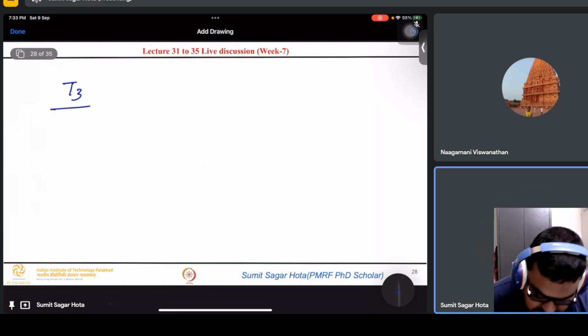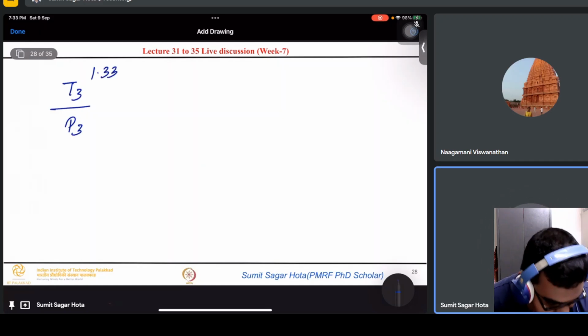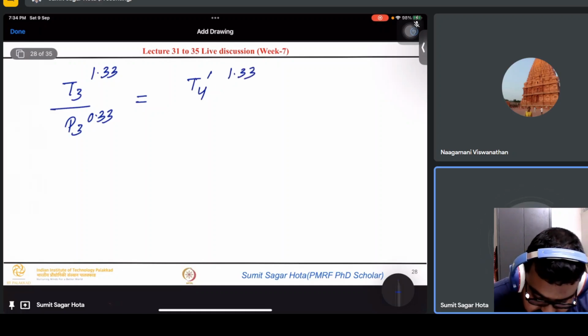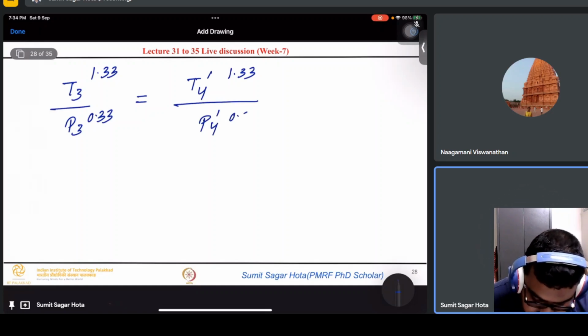Okay, T3 by P3, T3 1.33, P3 0.33, because here what, gas is there. Okay, in the compressor air, in the turbine what, gas. This is the difference you should always remember. Okay, T4 dash 1.33, P4 dash 0.33.